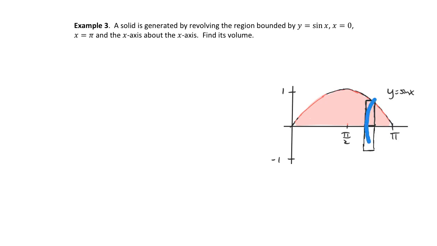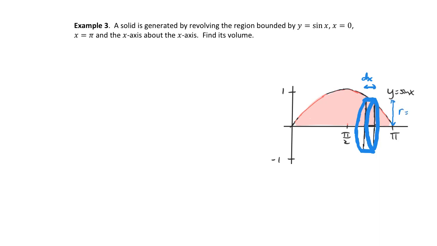So our cylinder looks something like this. And so we need the thickness. Well, the thickness this time is moving left to right. So because I'm moving left to right, it's going to be dx. And my radius is the radius of this disk, which is moving up and down.